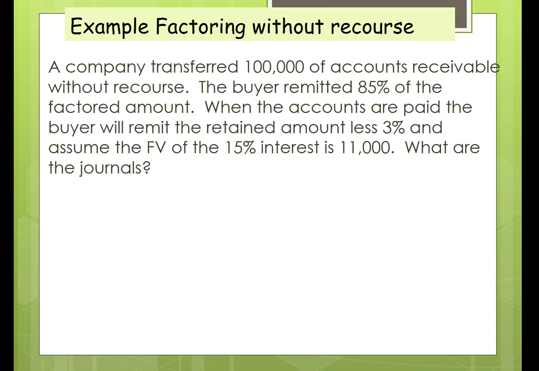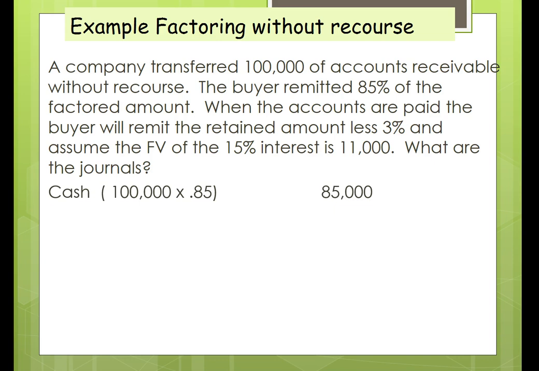So our first example is without recourse. A company transferred $100,000 of their accounts receivable without recourse. The buyer remitted 85% of the factored amount. When the accounts are paid, the buyer will remit the retained amount less a 3% fee, and we are going to assume in this case that the fair value of the 15% interest is $11,000, allowing for returns. So what are our journal entries?